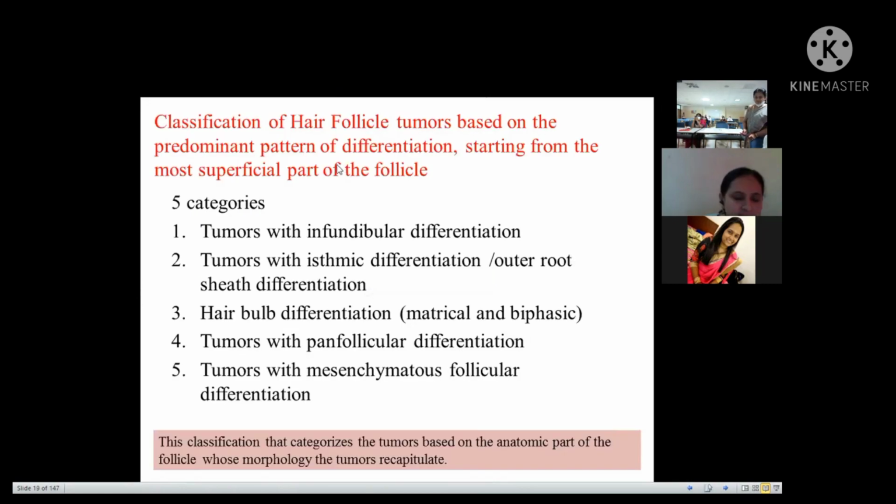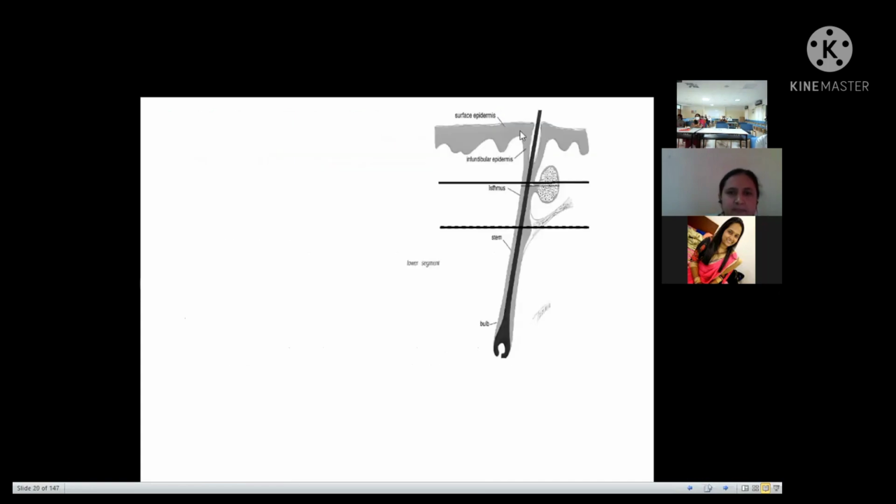So after knowing this brief histology and embryology, understanding this particular classification of the hair follicle tumors, which is based on the histogenesis of the tumors, becomes easy, because if we depend on the nomenclature, they are very descriptive and confusing terms, and sometimes they are inconsistent also. So this classification categorizes based on the anatomical part of the follicle, whose morphology the tumors will try to recapitulate.